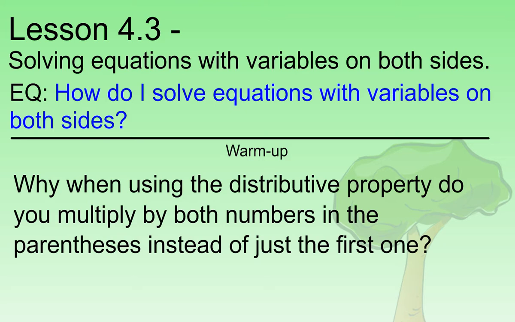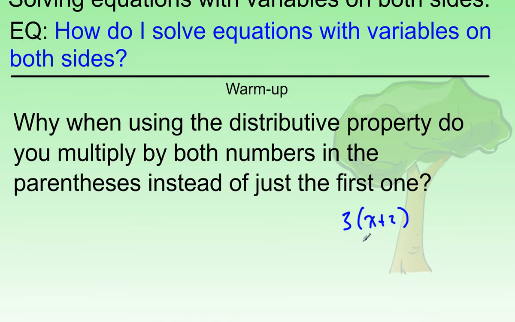So for the warm-up, it asks, why, when using the distributive property, do you multiply by both numbers in the parentheses instead of just the first one? A little demonstration of what it's saying here is if you have 3 times x plus 2, why does this become 3x plus 6 and not just 3x plus 2? That's what it's asking. So take a minute, think about it, pause the video if you need to.